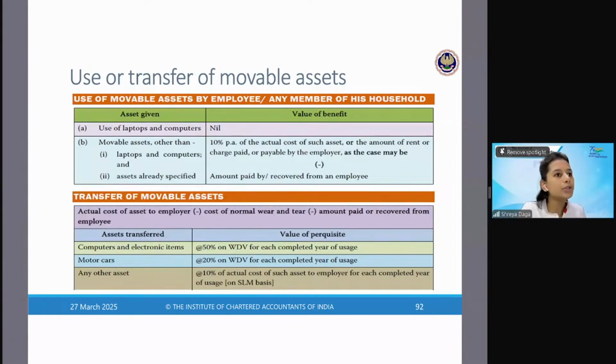Because I taught you use of motor car, I did not teach you transfer of motor car. Okay, I did not teach you this, and so that sum we could not have done. Let me teach you this whole thing, then we will be able to do that. Okay. Now see, use of motor car we have already done. Let us see if the employer gives some other asset for use to the employee.